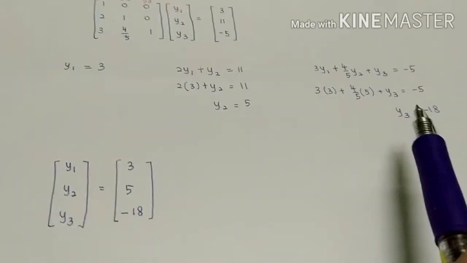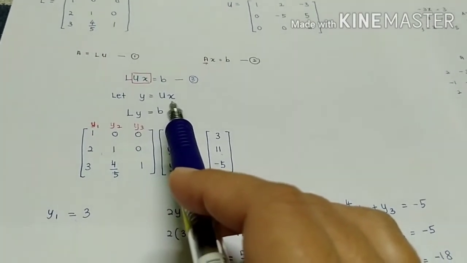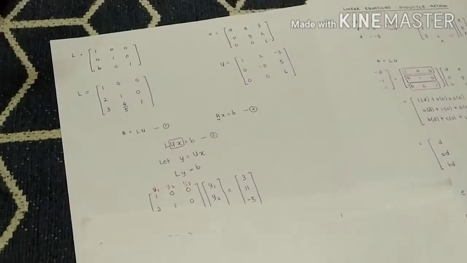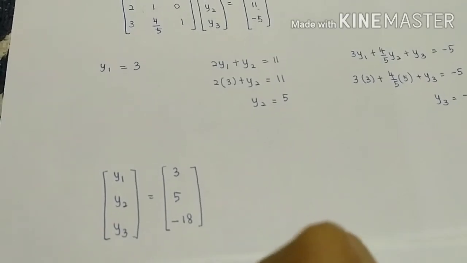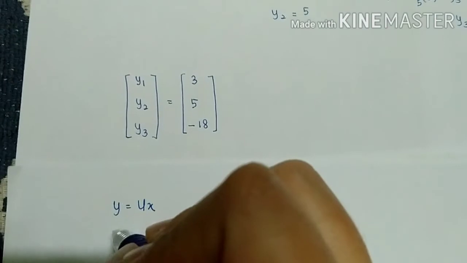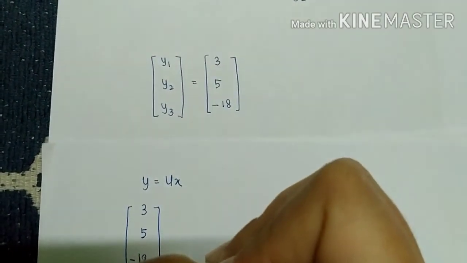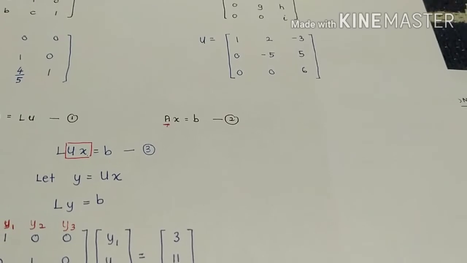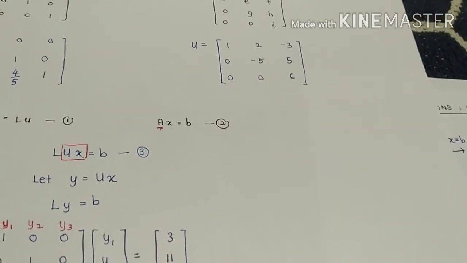So after we get the matrix of y, from the equation y equals Ux here, we can find matrix x. So y equals Ux. So y is 3, 5, negative 18. Matrix U here is 1, 2, negative 3, 0, negative 5, 5, and 0, 0, 6.